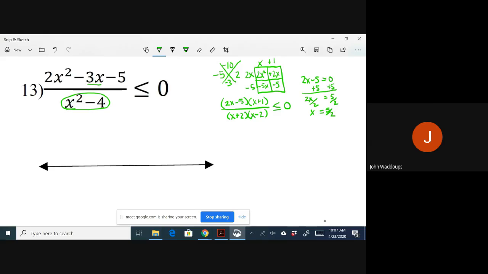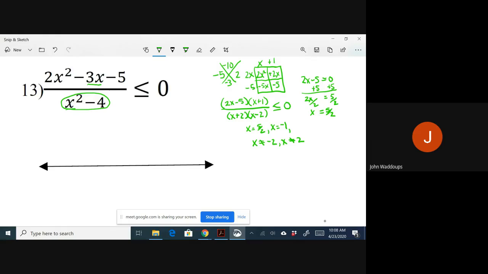So we can go through and look at all of our numbers. x is equal to 5 halves is one of them. x plus 1, there x would be equal to minus 1, because minus 1 plus 1 is 0. Then we've got x plus 2, and here I'll use the not equal sign because they're in the denominator. So x is not equal to negative 2, and also x is not equal to positive 2.